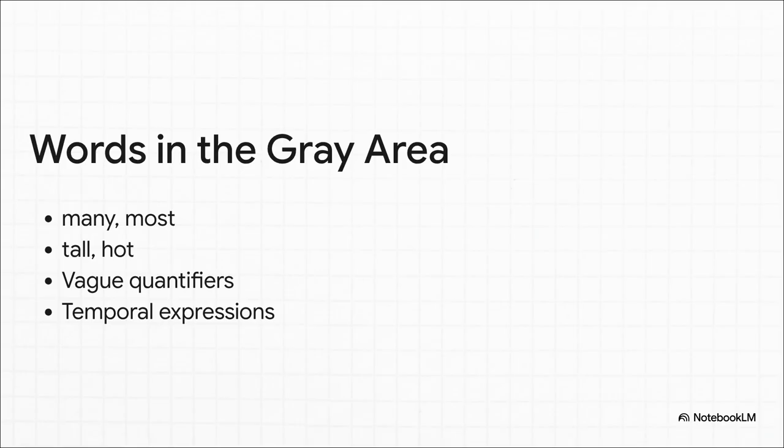Words like many and most, obviously, but also adjectives like tall or hot. Even time can be vague. How long is a while? It all depends, doesn't it? That old true or false model, it just can't handle this kind of nuance.